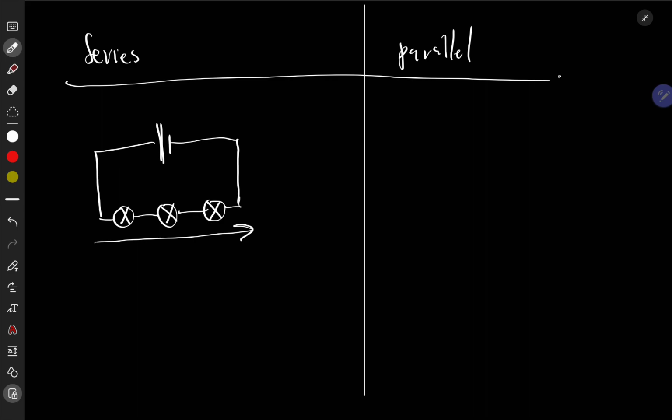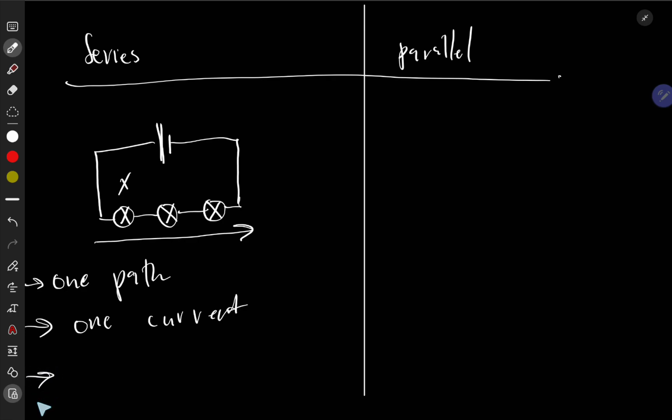But this has a disadvantage: if this cell dies, or this bulb dies, all of them won't light up, because this one depends on this one. It's getting current from this one. They are on one channel, one path. And since there is one path, there is one current, meaning if you can solve for current here, you can find the current here and here.